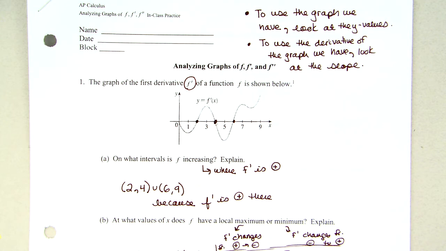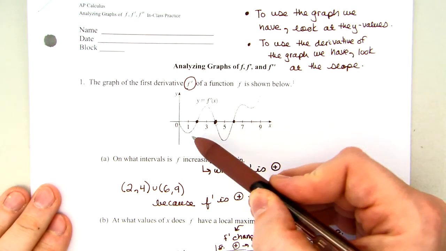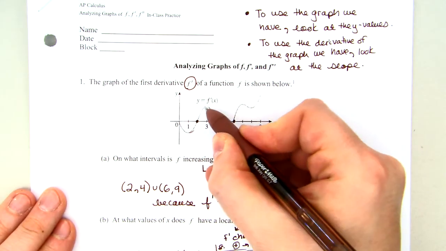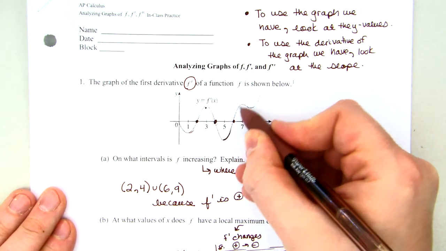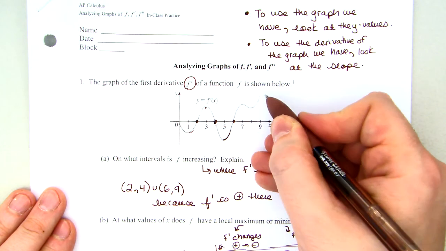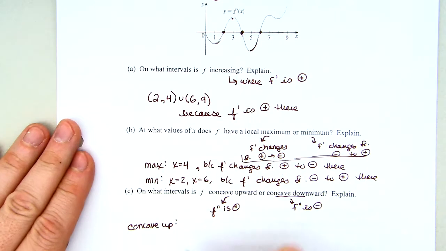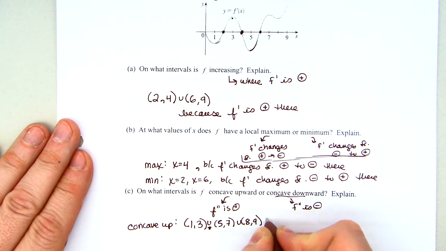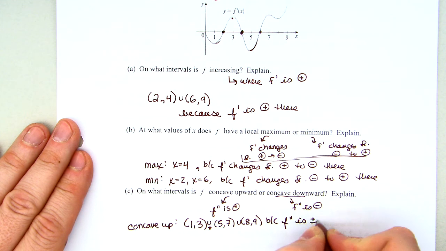Slope. Sorry, I wasn't clear who I was picking. We're going to be looking at the slope. I'm looking for where this thing has a positive slope, because the derivative of f prime is f double prime. So I think I care about between 1 and 3, 5 and 7, and I think 8 to 9. I'm going to say 1 to 3, union, 5 to 7, union 8 to 9. Why? Because f double prime is positive.